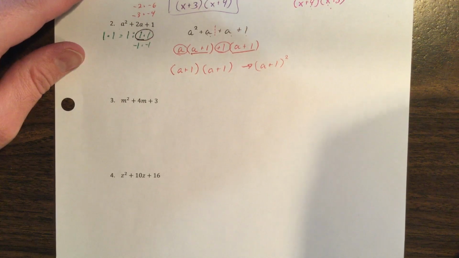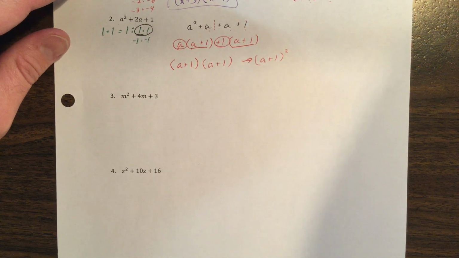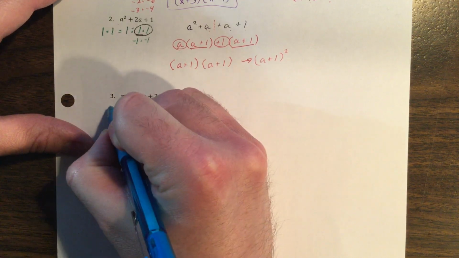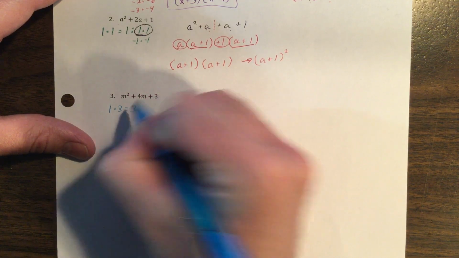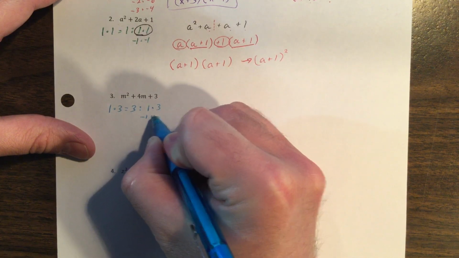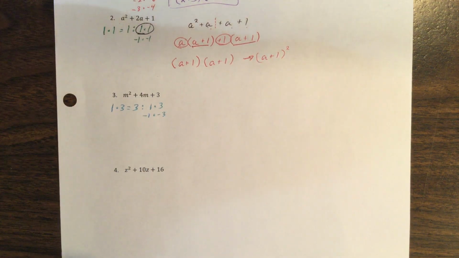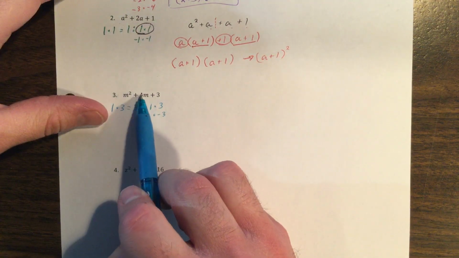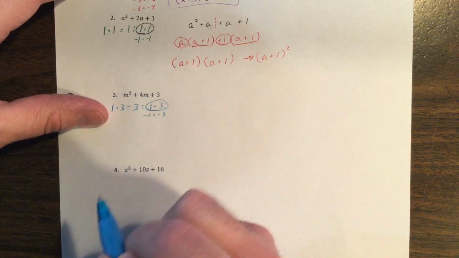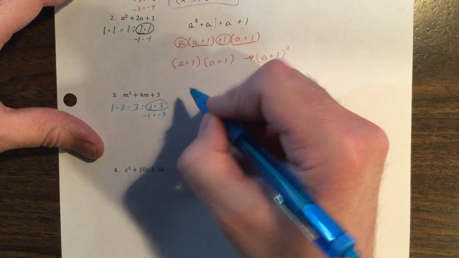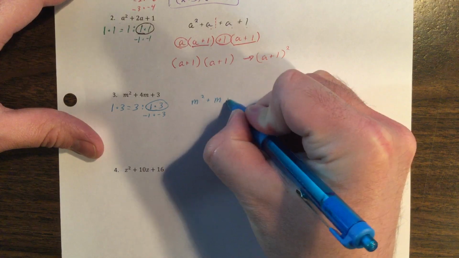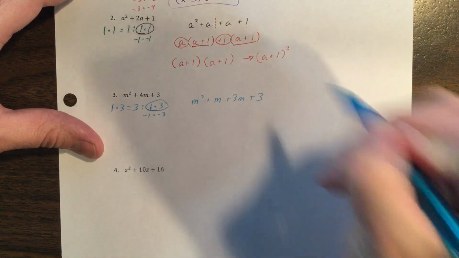Let's take a look at number 3 here, the next example. We have m squared plus 4m plus 3. So this would be 1 times 3 gives us 3. Now there's only a few options of factors. We have 1 times 3 and -1 times -3. Again, we're dealing with just positives here. The positive 4, so we're looking for two numbers that add up to positive 4, and that will be 1 and 3. And so we decompose our trinomial, m squared plus m plus 3m plus 3.